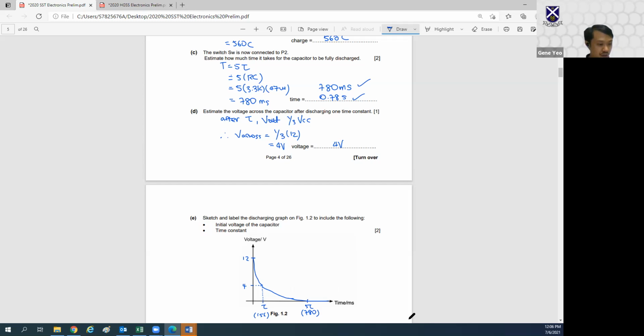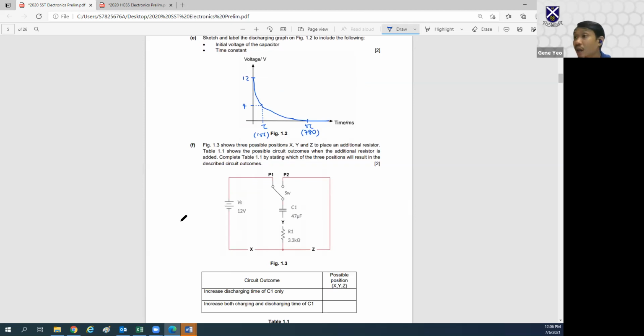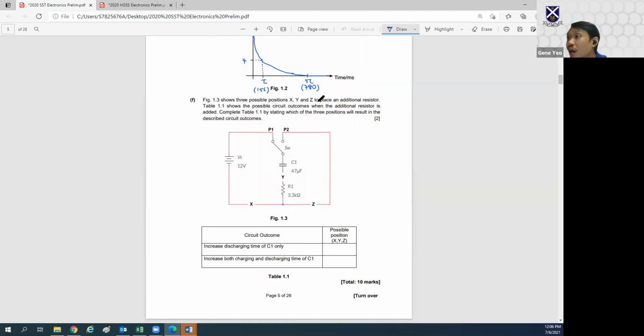Any questions for question 1? Or is there a part F? Sorry, I think there's a part F. My bad. These are the 3 positions X, Y, Z to place an additional resistor. You can place one more here, here, or here. Which positions will result in the described circuit outcomes?